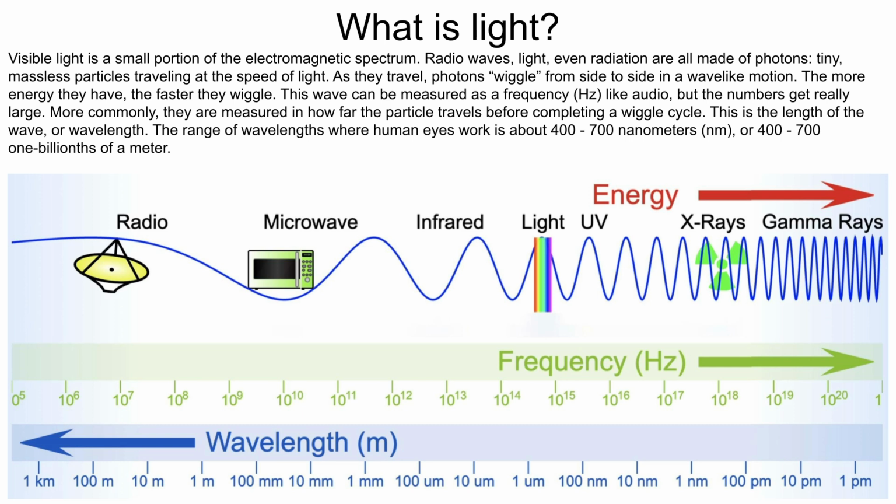But it doesn't stop there. As they keep getting more and more energetic, as they wiggle from side to side ever more quickly, they move up into the ultraviolet spectrum where we can't see it anymore. From there, they actually head into X-rays and then on into gamma rays. This is kind of crazy, isn't it?